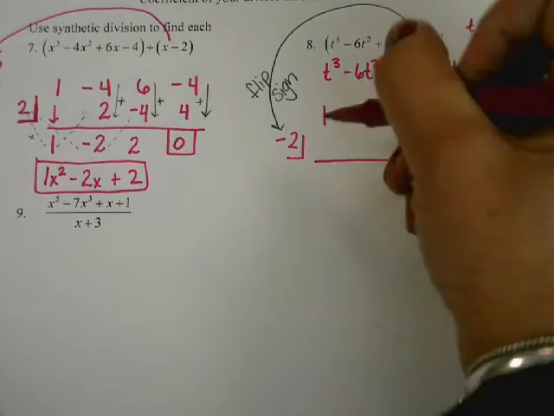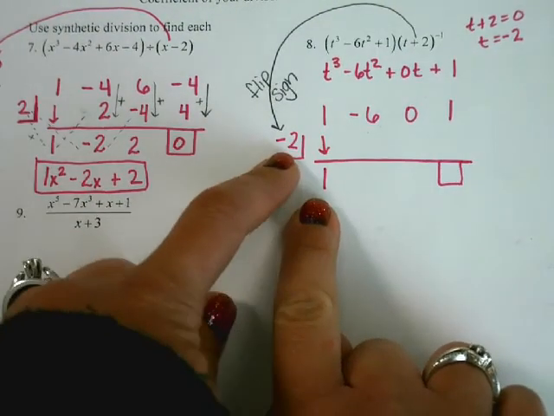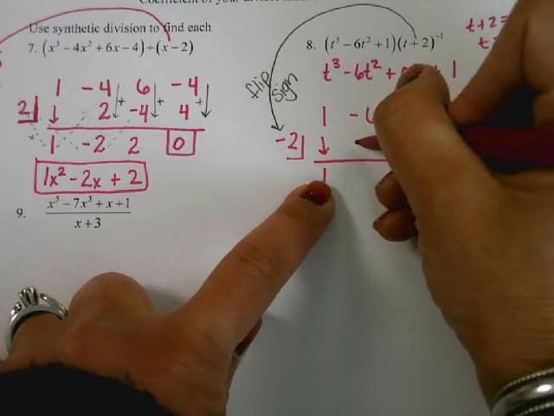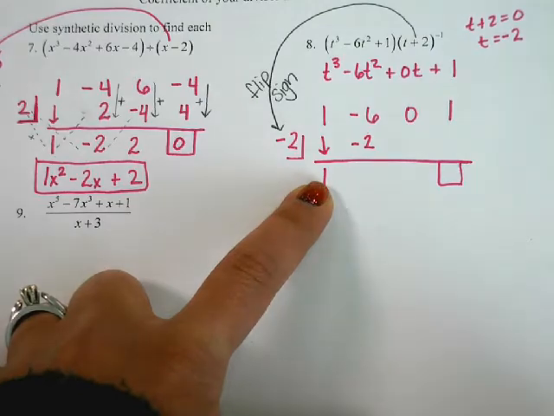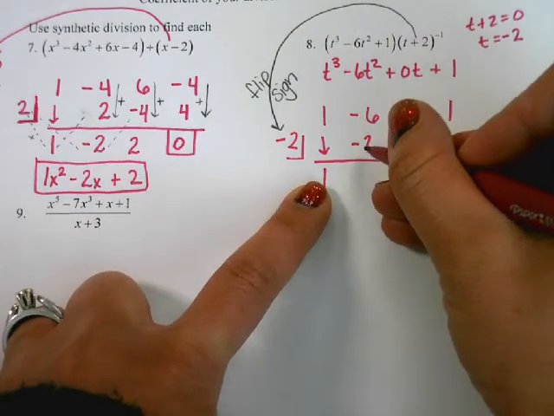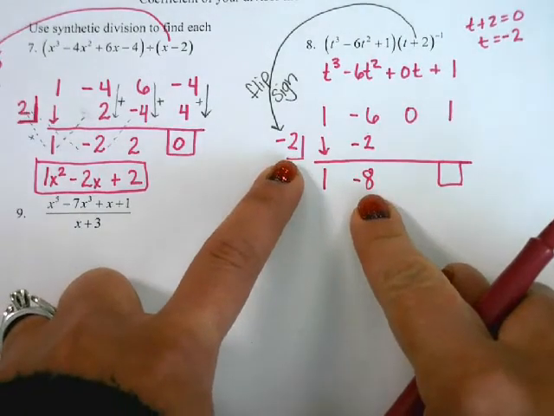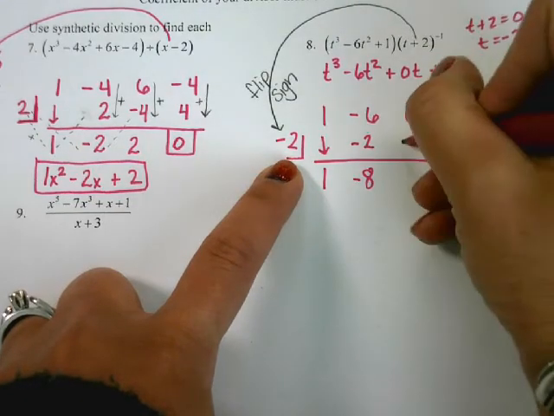Okay, bring that first one down below the line. No matter what, this guy's a 1. Multiply. Box times below the line. Negative 2 times 1. Negative 2. Add down. Negative 6 plus a negative 2. Negative 8. Negative 2 times a negative 8. Positive 16.